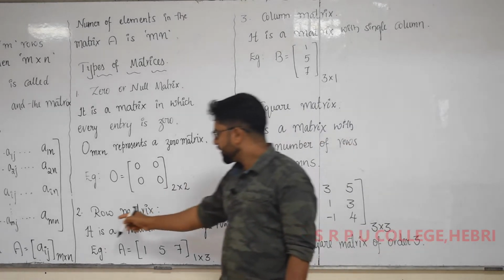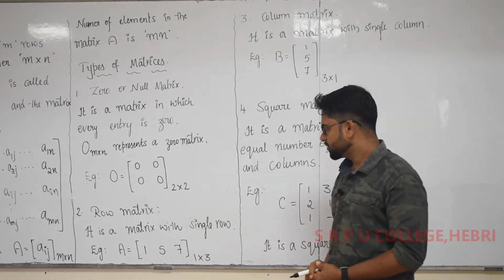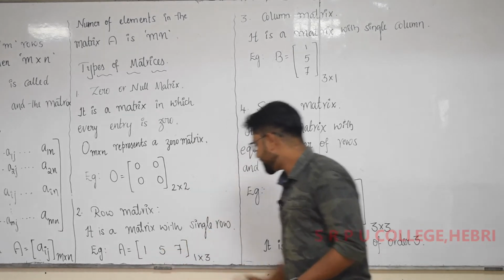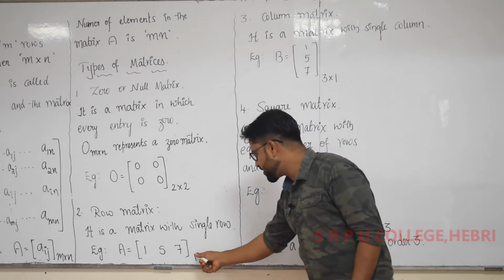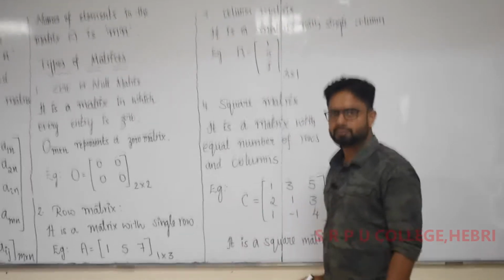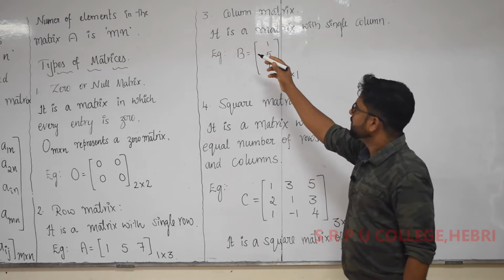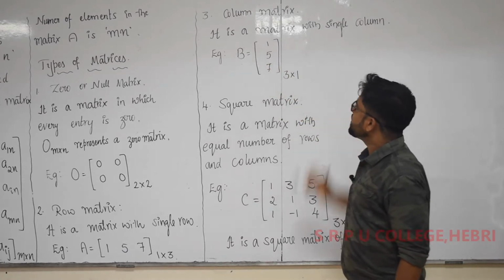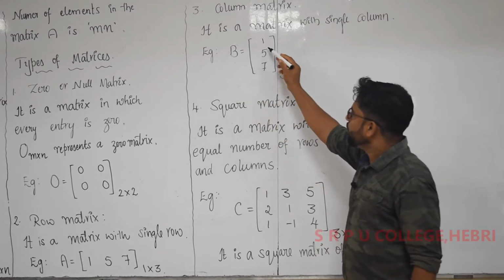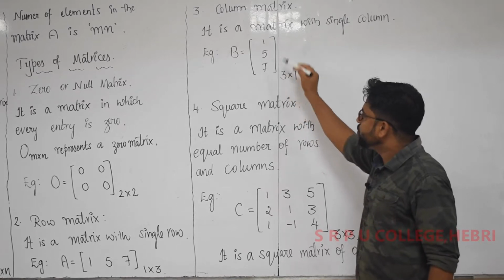Next type is the row matrix. It is a matrix with a single row. For example, A is equal to, within square bracket, 1, 5, 7, and this matrix is of order 1 cross 3, with 1 row and 3 columns. Next type is the column matrix, students. It is a matrix with a single column. For example, B is equal to 1, 5, 7. It is a column matrix of order 3 cross 1, meaning 3 rows and 1 column.